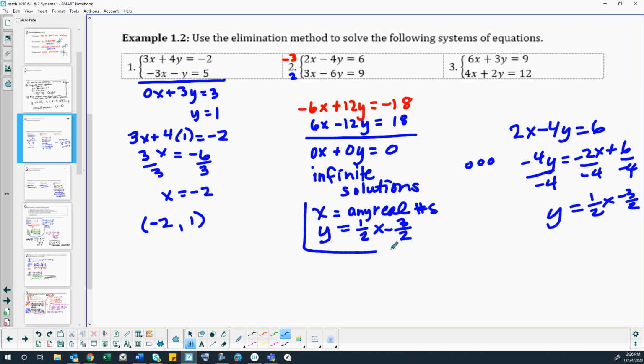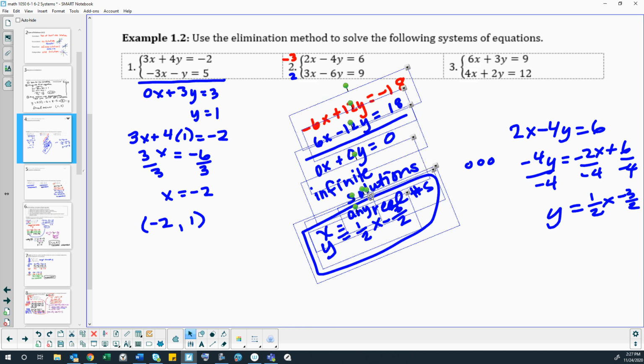So the reason we call this a dependent system is that y depends on what x is, but x can be anything. Then when you plug in x, it gives you a specific y value that goes with that x value that makes the system of equations true.